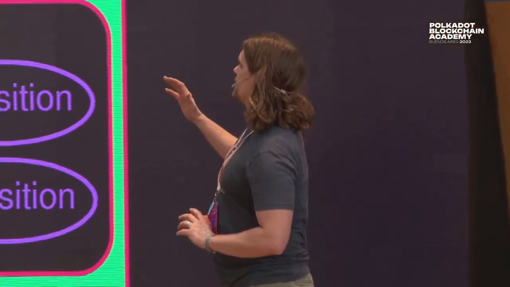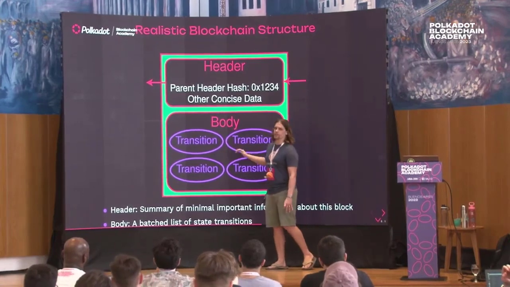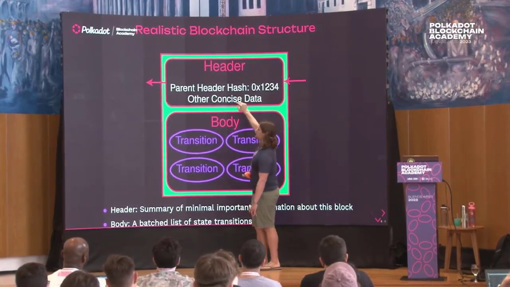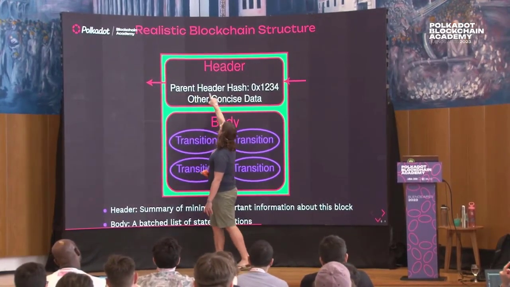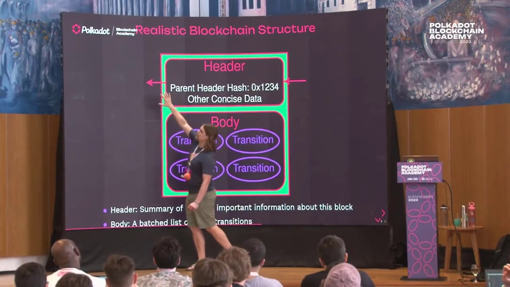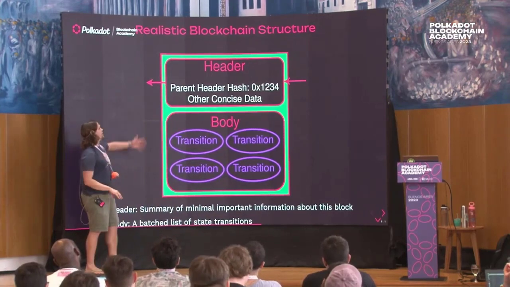So really what happens in a block is that in the body, you're batching. This is like a vector of state transitions. And then the header is actually what's hash linked. So remember I said there's always a parent hash. Well, it's actually the parent header hash. So this header contains the hash of the previous header, which contains the hash of the previous header. And so this is how the block is divided.